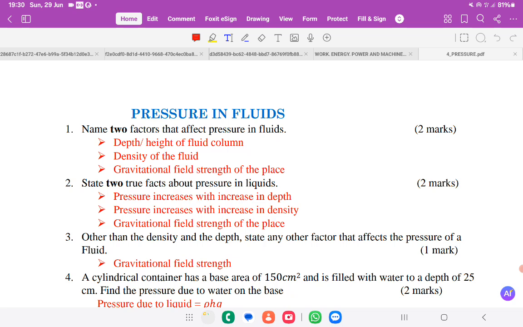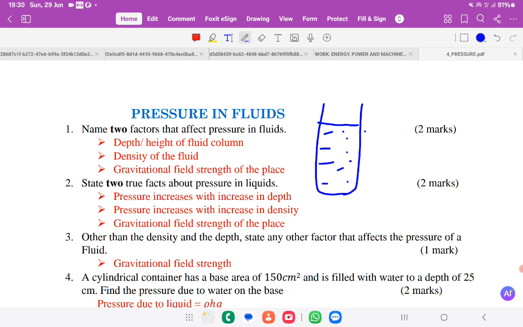All right, so question number 1, under pressure in liquids, we are asked to name two factors that affect pressure in liquids. By pressure in liquids, we are looking at a situation where you have a container which is filled with a liquid. Let's say it's filled with water.